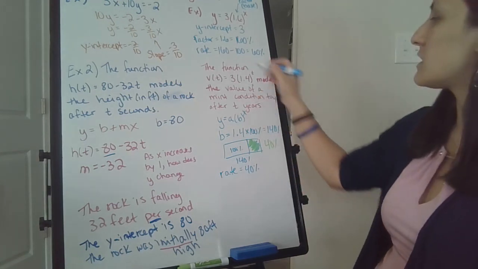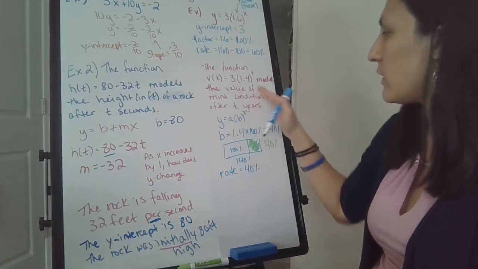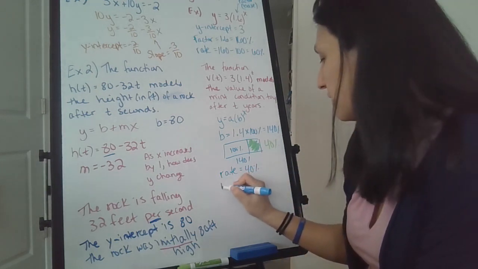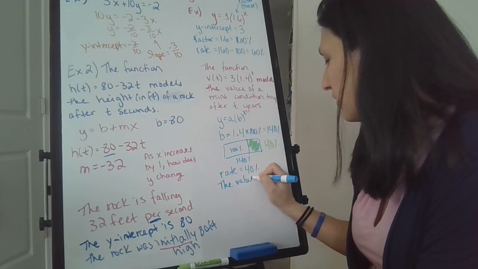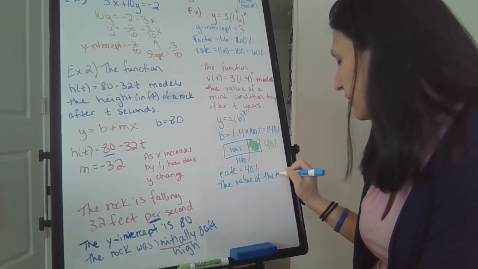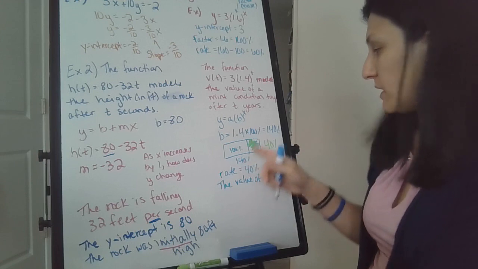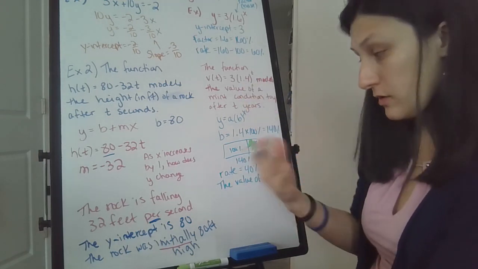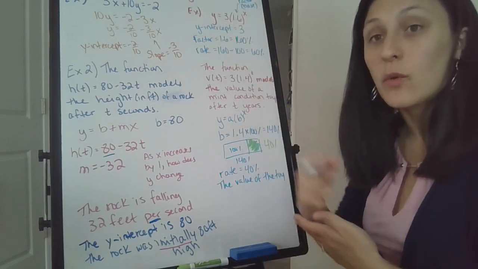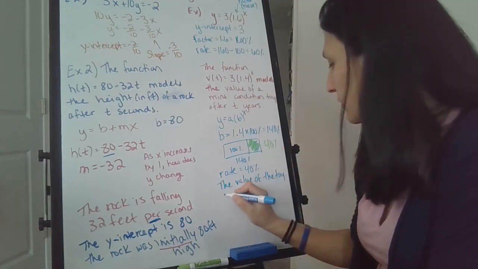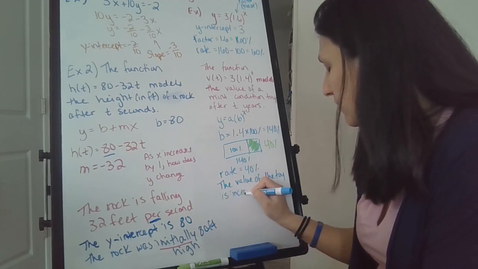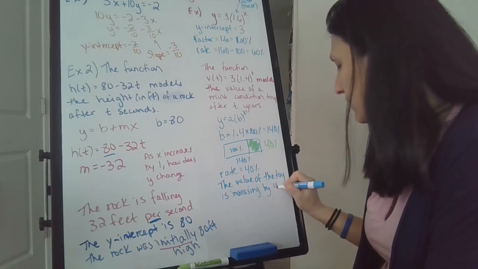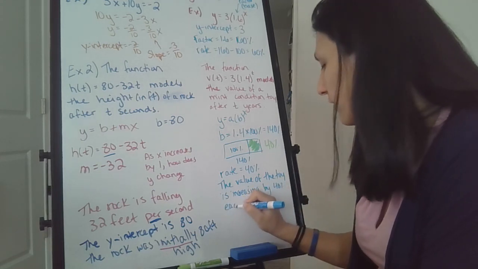And what does that mean in the context of this problem, which is modeling the value of a toy after t years? It means that the value of the toy increases because this is more than 100%. 1.4 is higher than 1, so you're increasing. That's a growing function. So the value of the toy is increasing by 40% each year or every year.